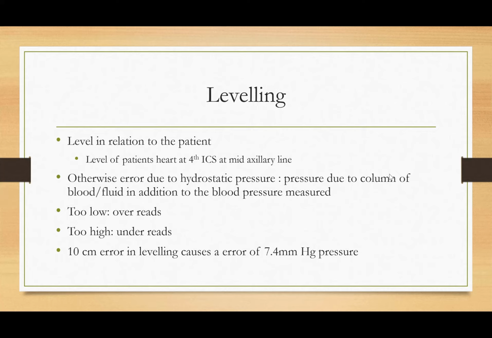So if the level is too low, the transducer overreads. If the level is too high, the transducer underreads. So for every 10 centimeter change, there will be a 7.4 millimeter change in the blood pressure. So these are the important concepts which we should understand in an intra-arterial blood pressure management system.